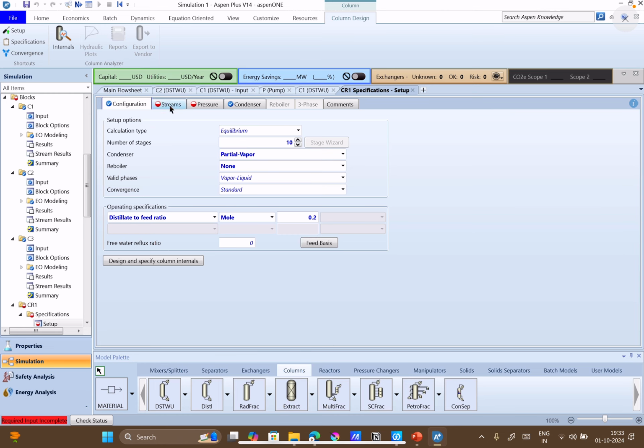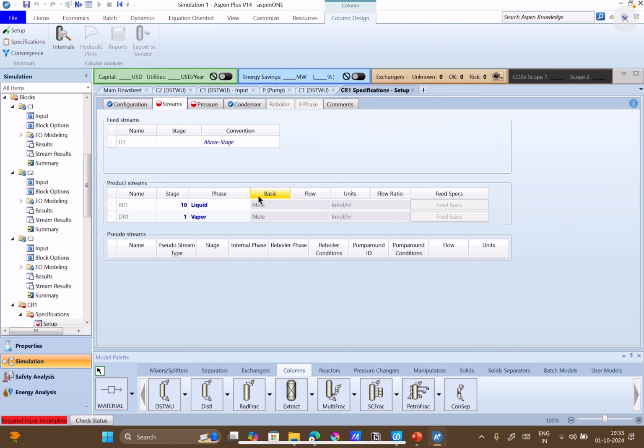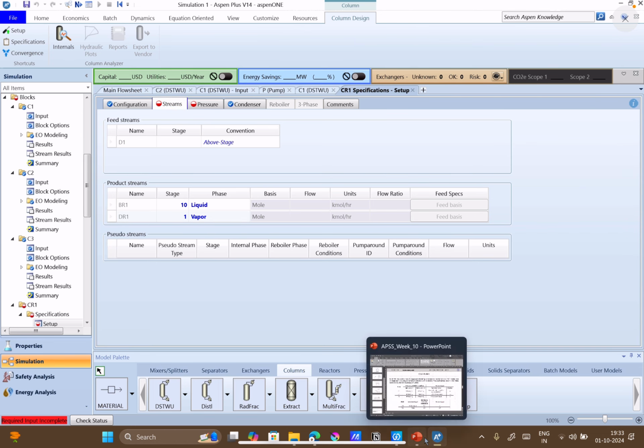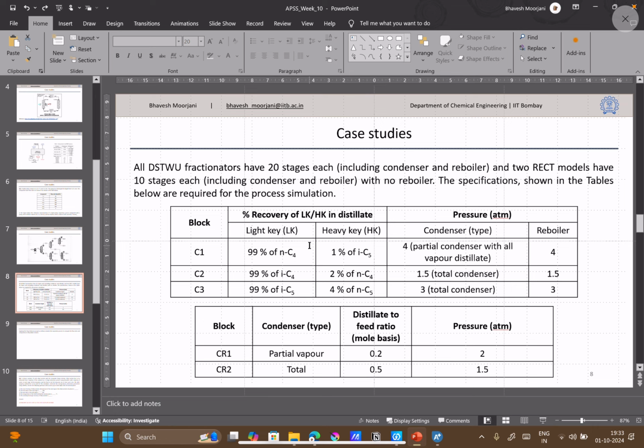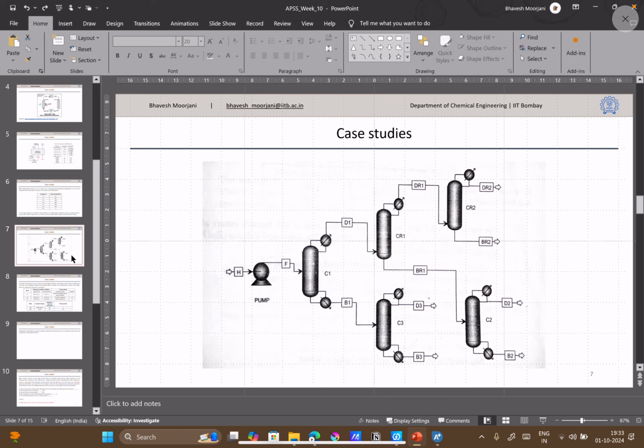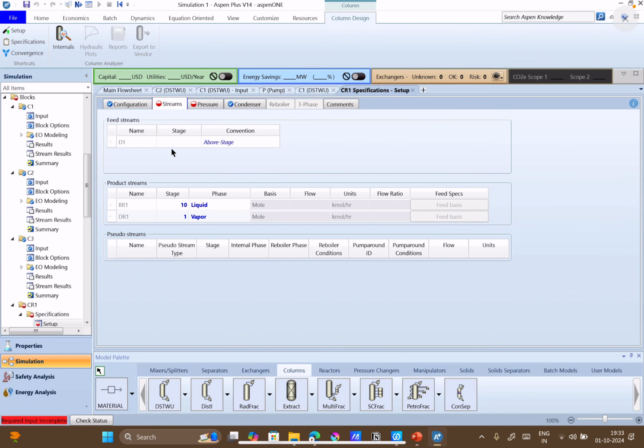Now let's provide the stream information. Stream stage. So here there are no stream stages provided. At what location CR1 or CR2 feed is coming in, in both of these reflux columns, is needed, right? We have a total of 10 stages. If you see, in both of them it is shown that feed is coming at the bottom. So we have total 10 stages. So let's say feed is entering at stage number 10, but still the red mark is not going.